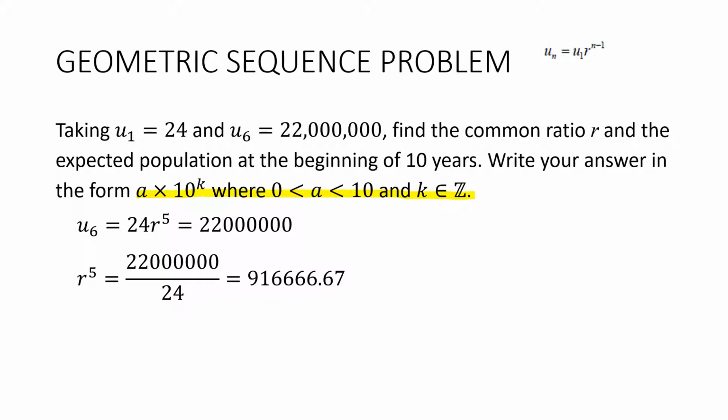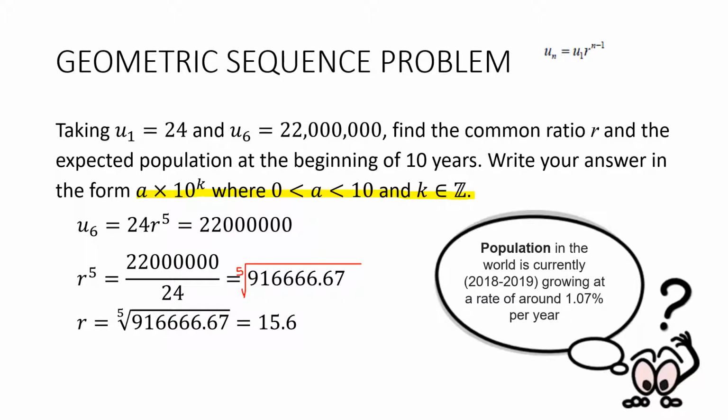Now to find r, I need to do the fifth root. And just do that on your calculator. You find the button that has the little bit out the front for the square root, and do the fifth root, and we end up with 15.6. Now, just to put this into perspective, our population growth at the moment is only 1.07%.